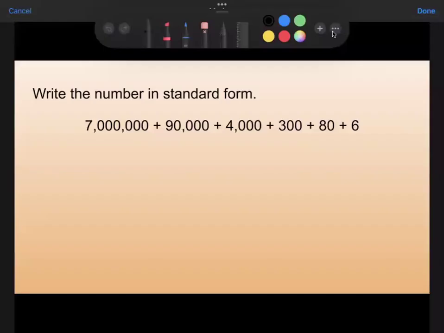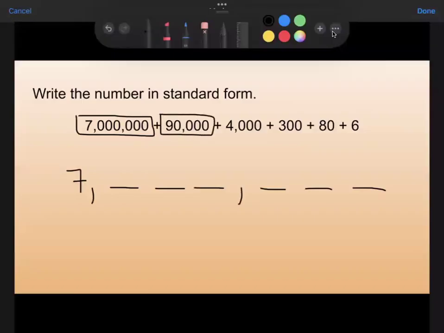Okay, so here's our next one. We're going to write this number from expanded form to standard form. So again, I'm going to start with my biggest term right here, which is the 7,000,000. So I'm going to put a 7 in the millions place, and I'm going to follow it with 6 spaces instead of 6 zeros. Then I'm going to jump down over here to 90,000, which means I put a 9 in the 10,000s place. So this is where it gets tricky.